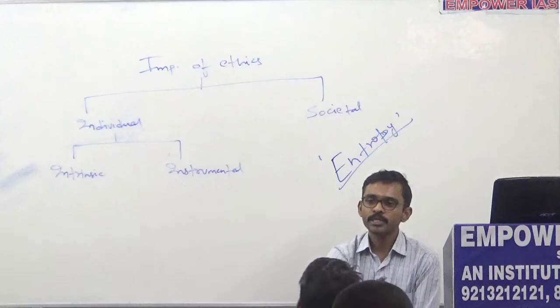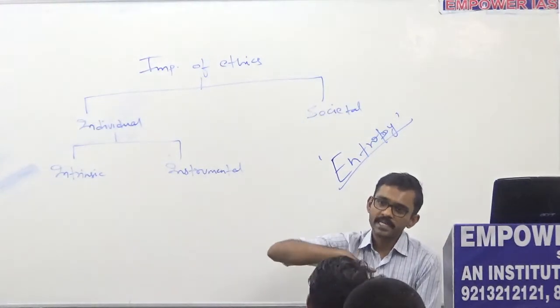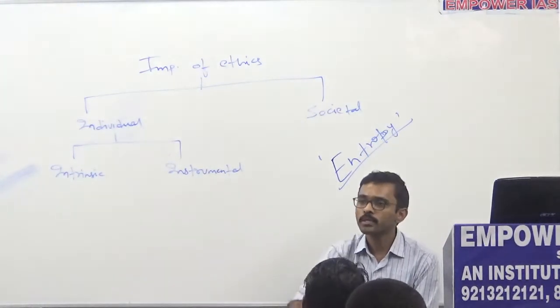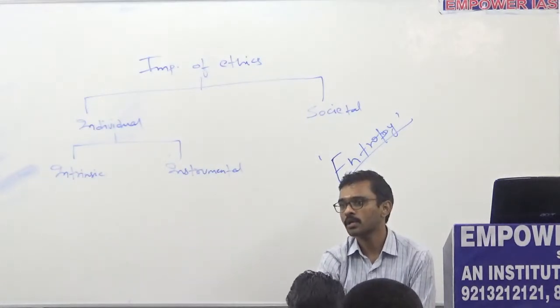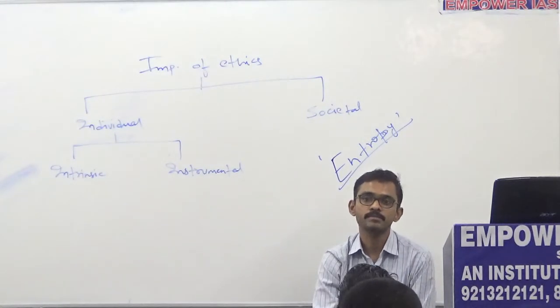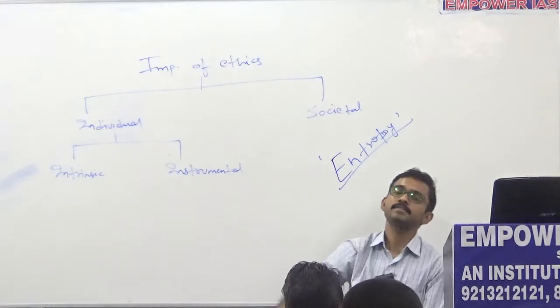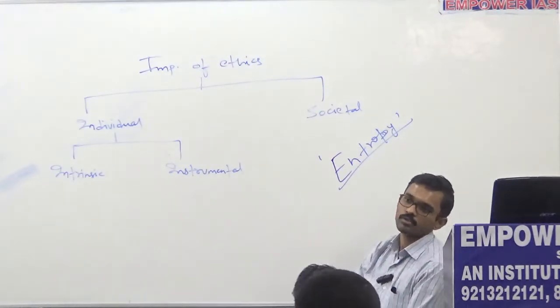Yeah. So basically the point I was trying to convey is that societies and civilizations rise and fall because of ethics, because of ethical conduct or lack of ethical conduct on part of the leaders and the citizens. Okay? So that is the importance of ethics at society level.